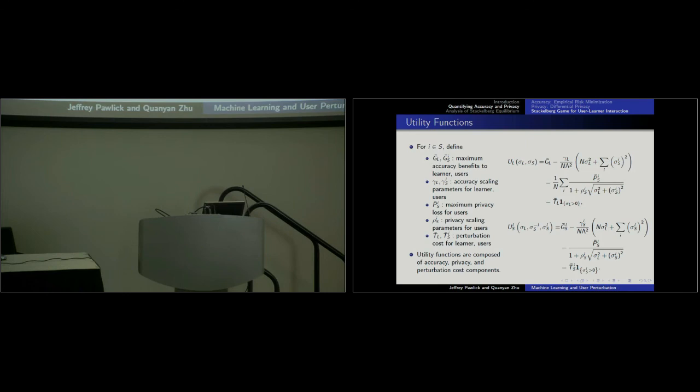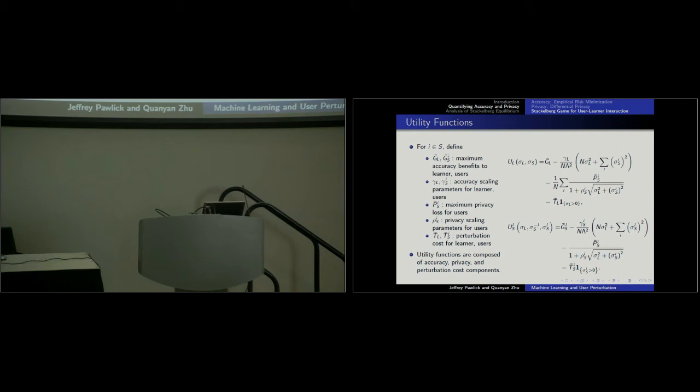Here is the utility function that we create for this learner. There is some maximum benefit down there, and this is the accuracy. Obviously, the higher the perturbation here, the less accuracy you are going to have. So here is the cost of accuracy, and here is the cost of the privacy, and then there's also a cost of perturbation.